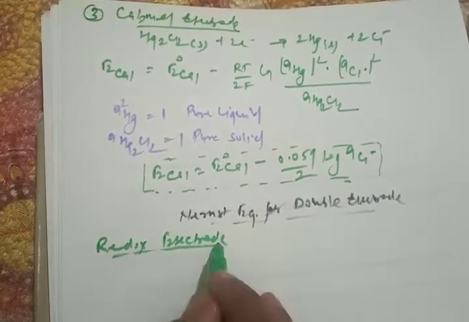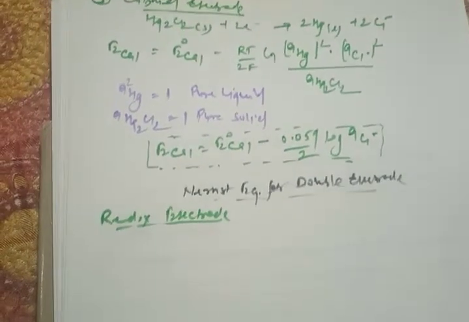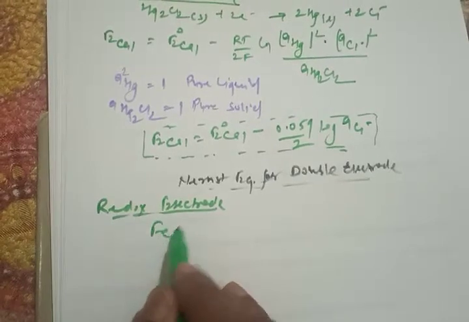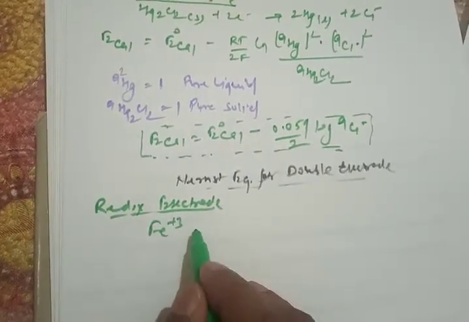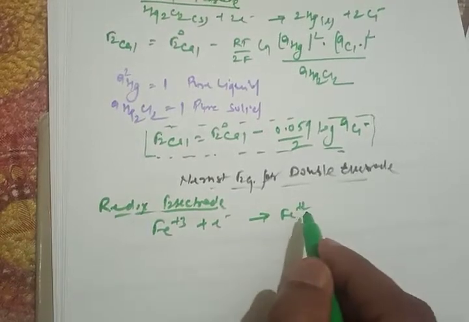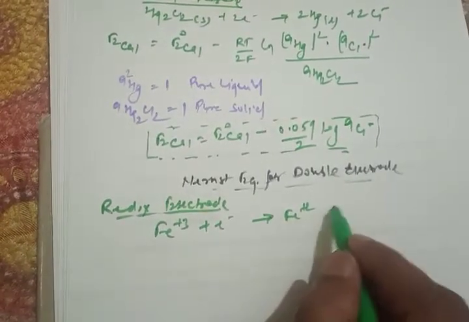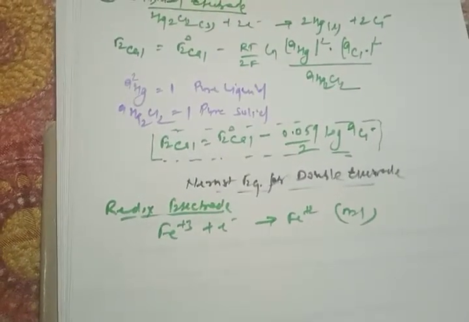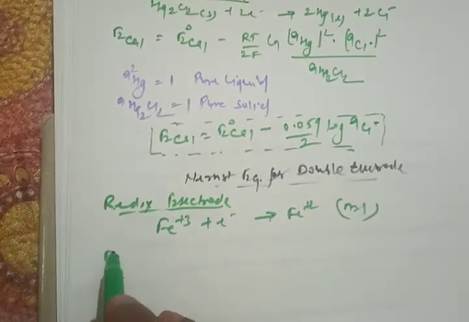Okay, we had already discussed these electrodes in detail. So let's write the equation first. Here a same metal can oxidize and reduce. So Fe+3 I am taking with Fe+2, and here the value of electron, that means the n, is what? 1. So let's write the Nernst equation for this.